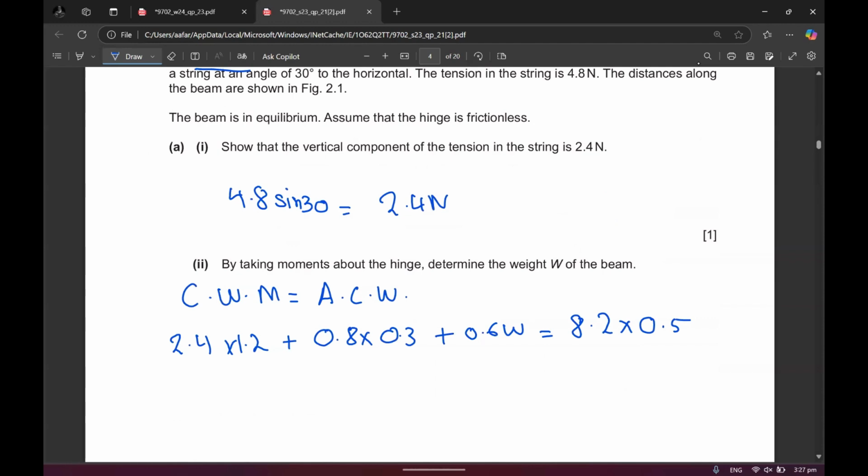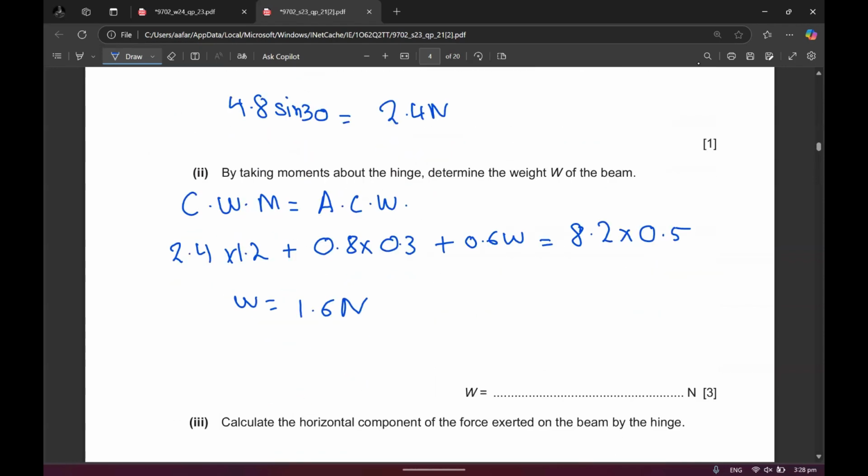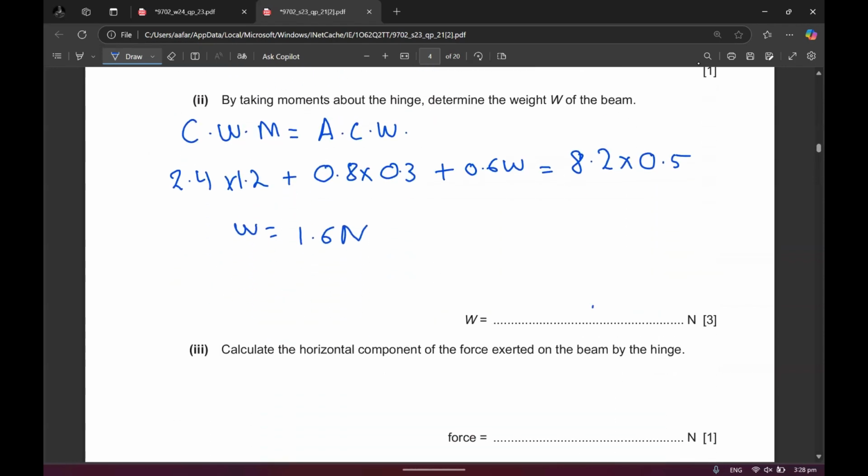Basically, we need to simplify now. We calculate W. W we get is 1.6. Calculate the horizontal component.